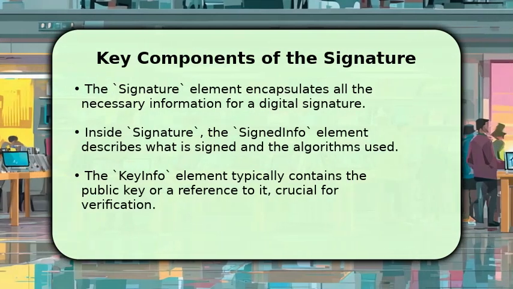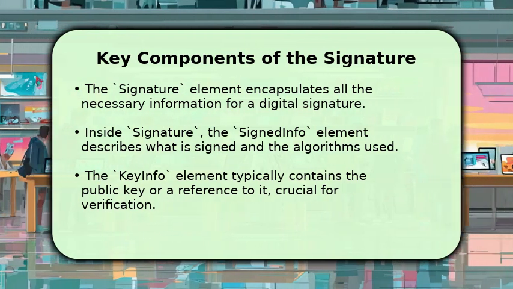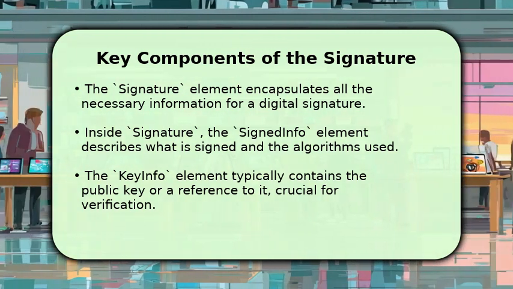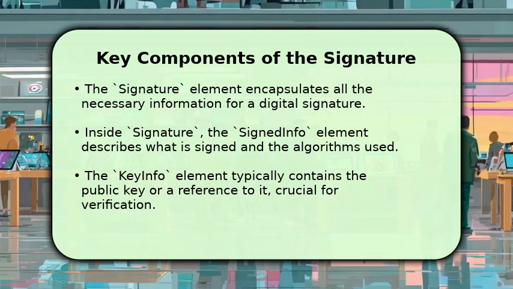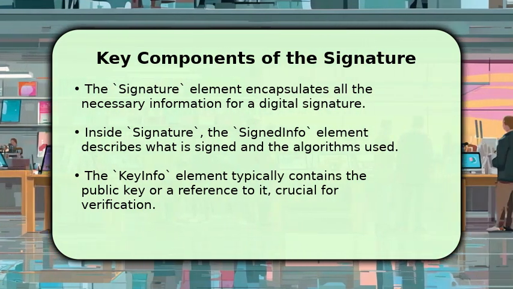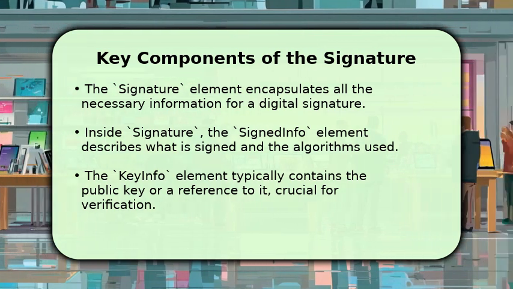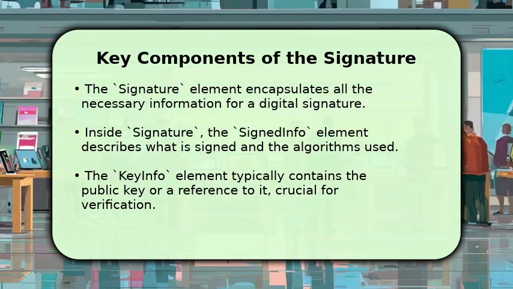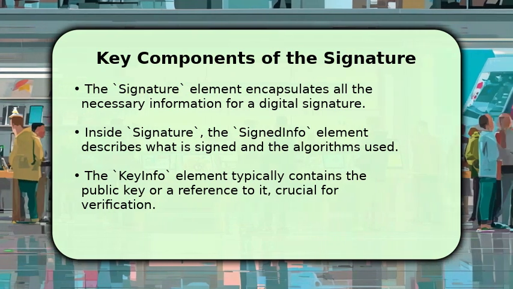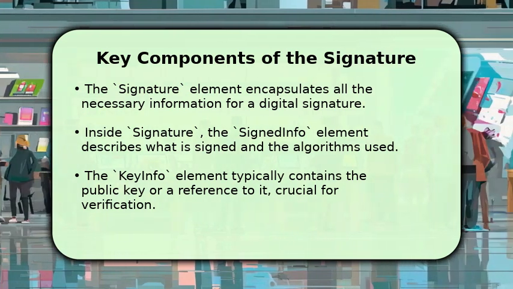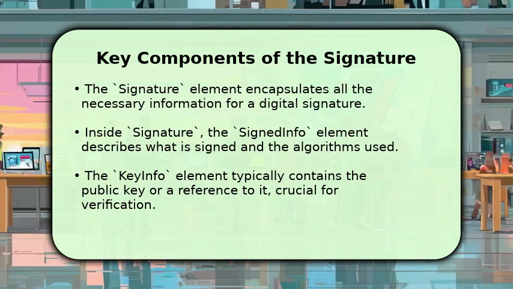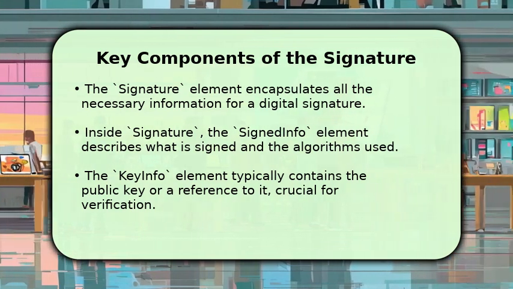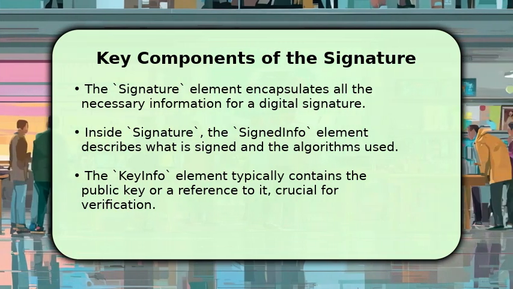Every XML digital signature is built around a few core elements that work together. The overarching signature element brings everything together, containing all the pieces that make up your digital seal. Within this, the signed info element carefully details exactly what parts of your XML are being signed and which cryptographic methods are applied. Furthermore, the key info element usually includes the public key needed for anyone to verify the signature.